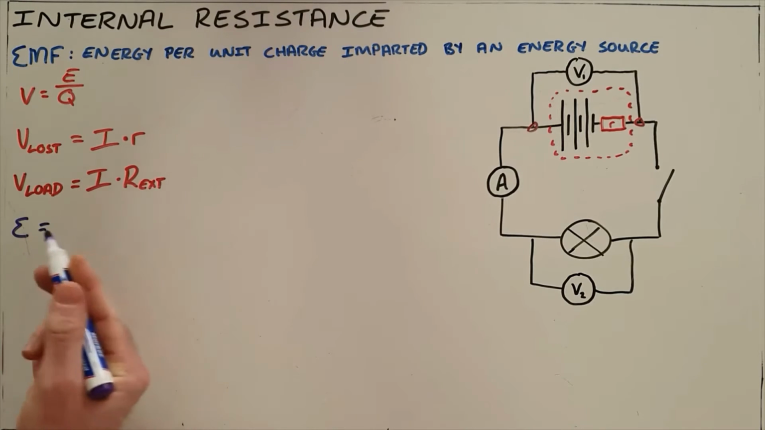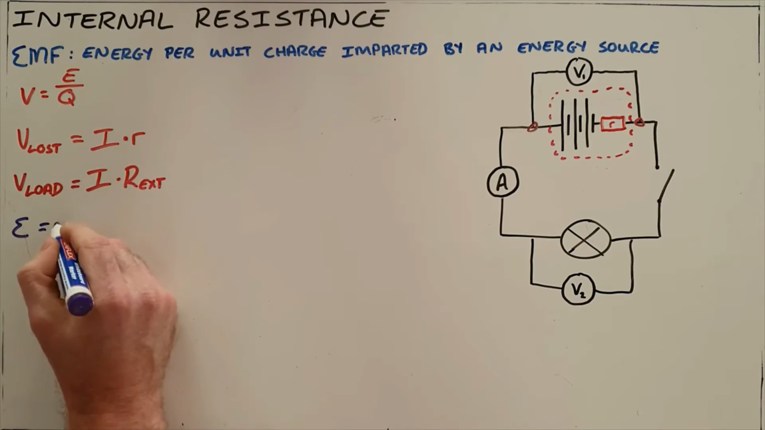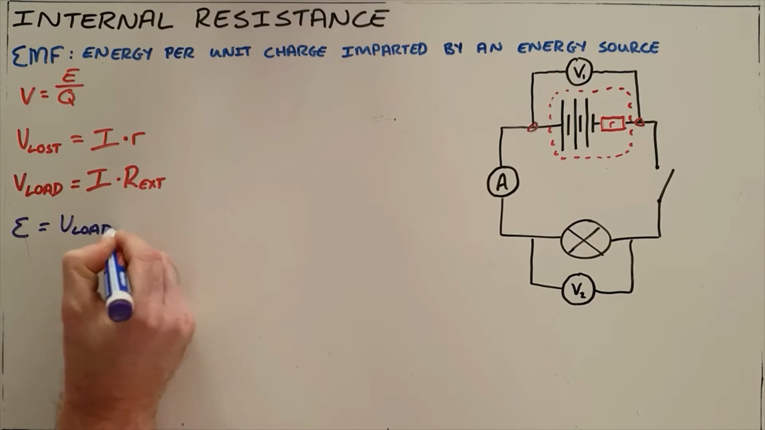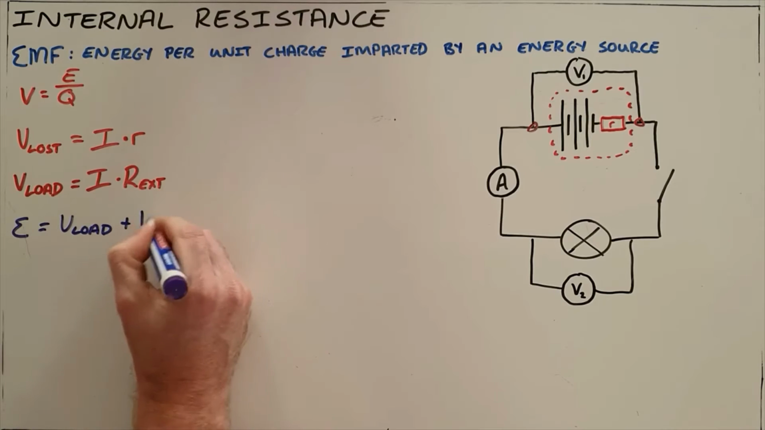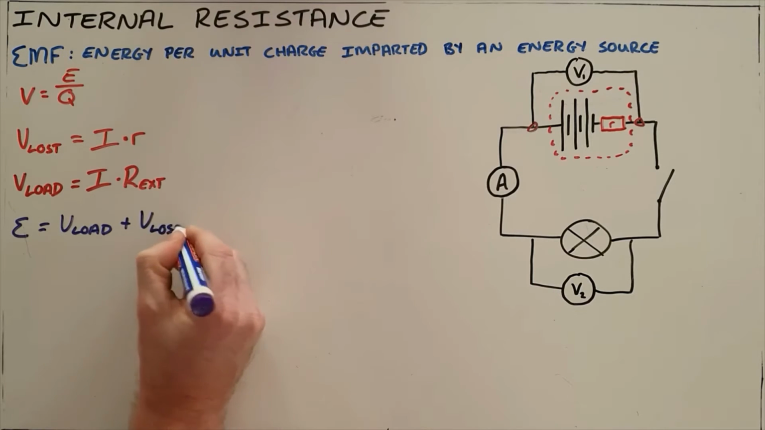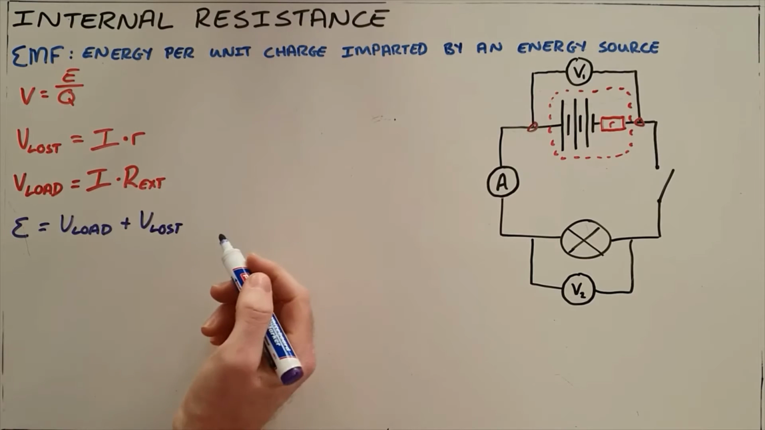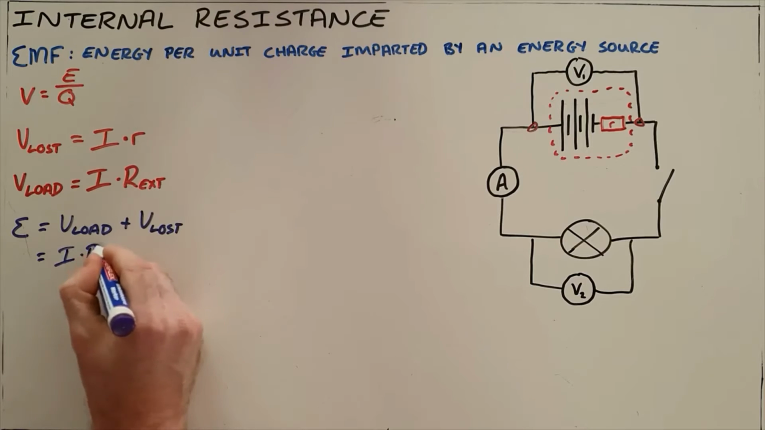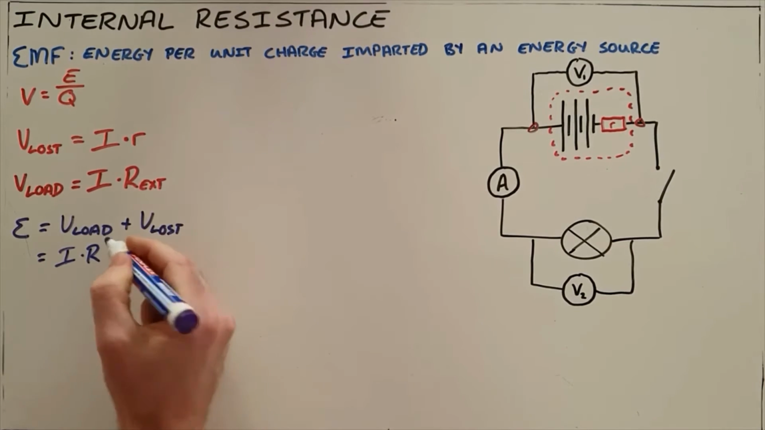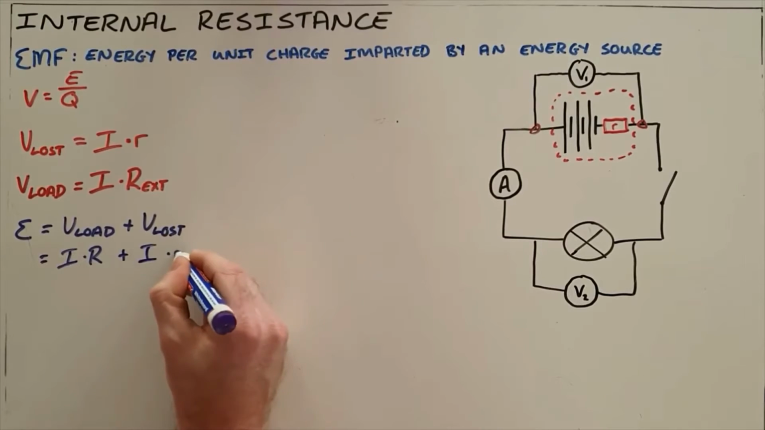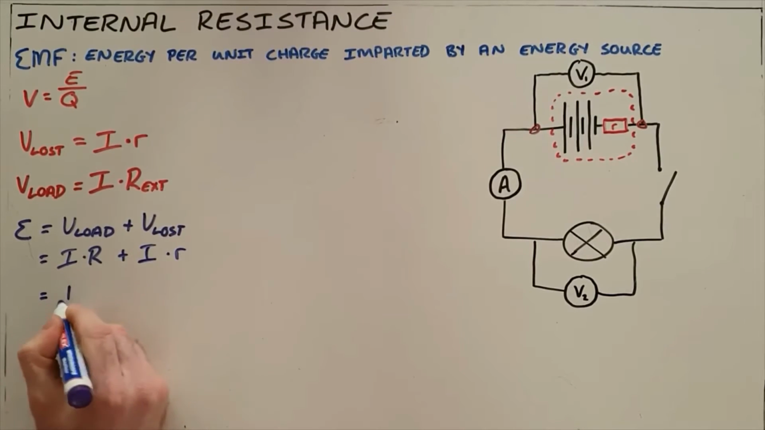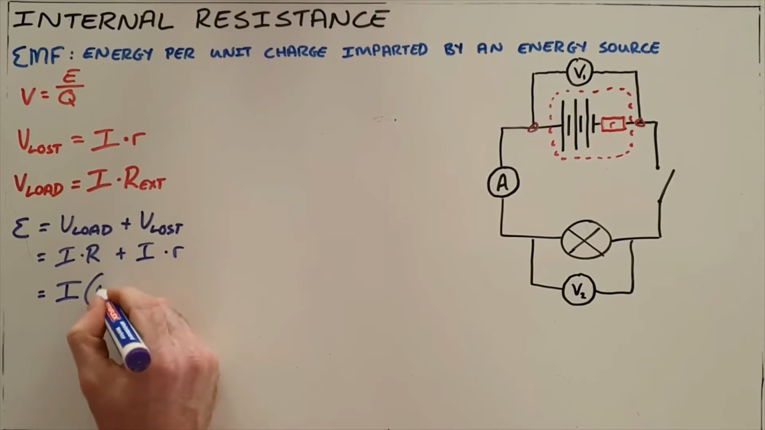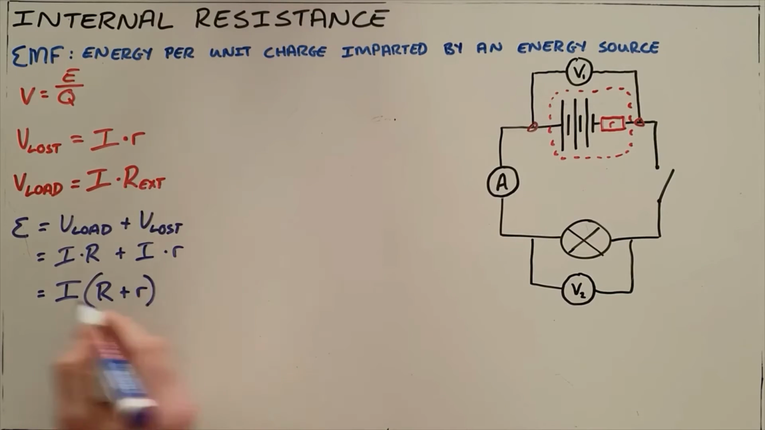And we say that the EMF of a battery is equal to the load voltage, the amount of energy able to be used in the external circuit, plus the lost volts, the amount of energy that is lost inside the battery. And so we can simplify that: our load voltage is I times R external, the lost volts is I times R internal, which means we can find the equation for circuits that contain an internal resistance as E equals I times (R external plus R internal).